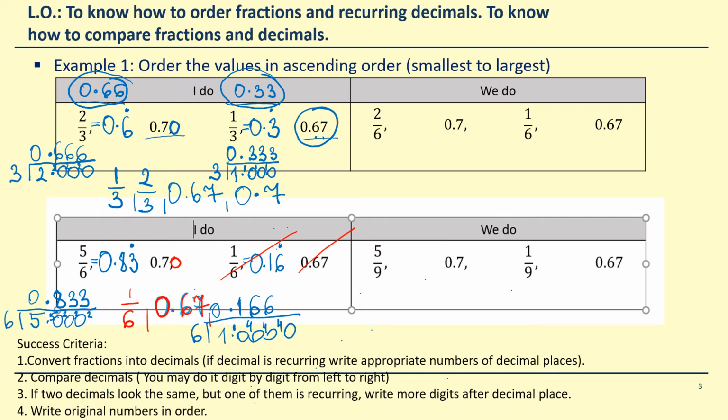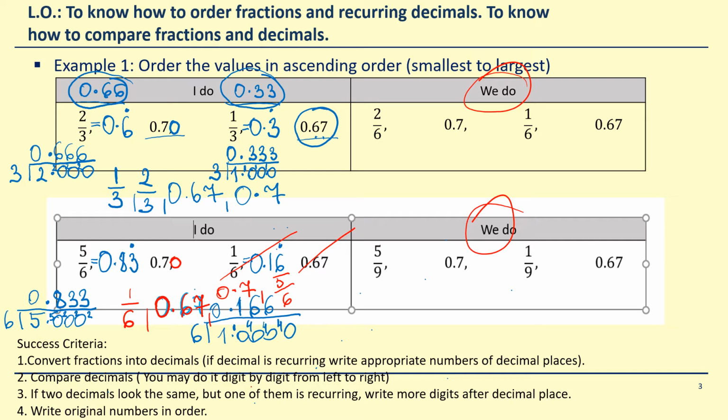Next one is 0.7 and the largest is 0.83, but again I need to use the original value, so 5/6 is the largest. Okay, so now pause this video and attempt the questions. Okay, so what you should have done is again divide, turn them into decimals.